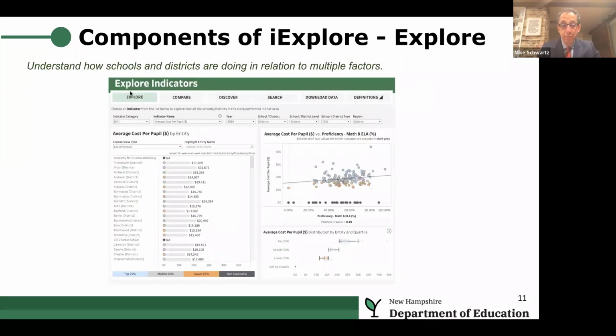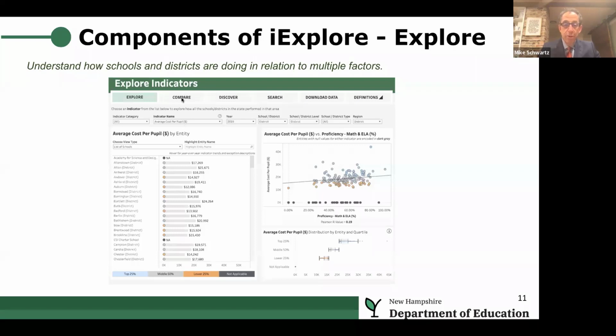iExplore is a similar concept. When you're in that, you'll see tabs across the top. These tabs let you do different functions to look at that data throughout the state. You can explore, which lets you explore a given indicator. Here we're looking at cost per pupil, and it shows you the cost per pupil for every district in the state. It actually graphs it, and we'll talk a little bit more about that in a minute.